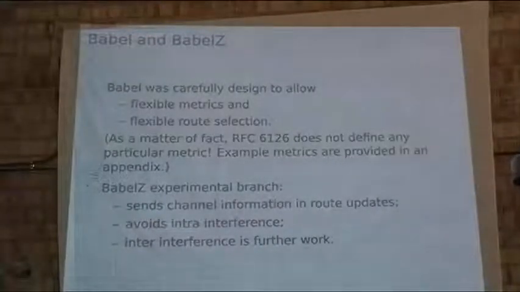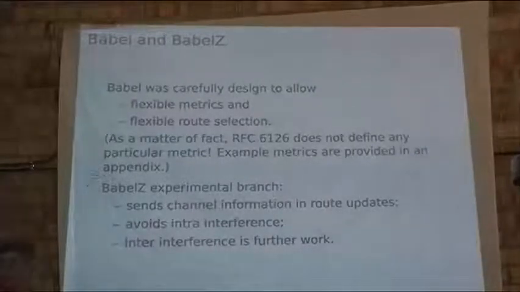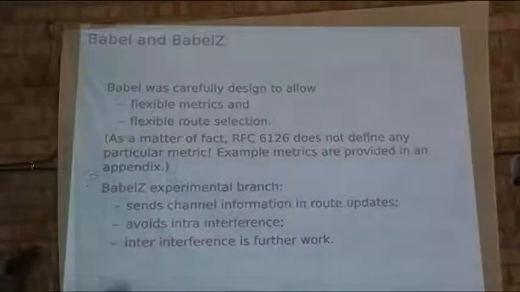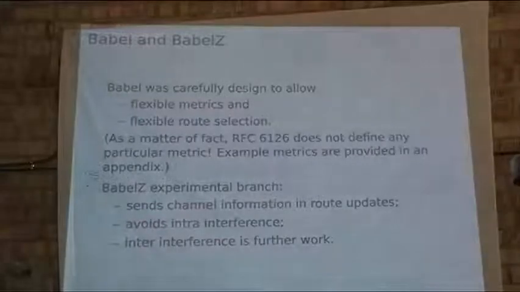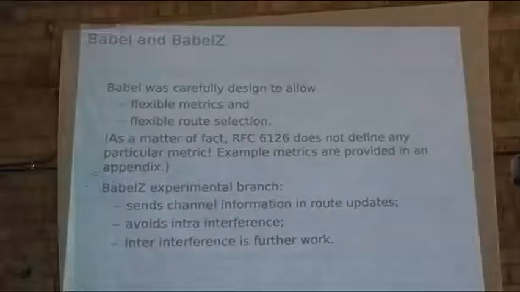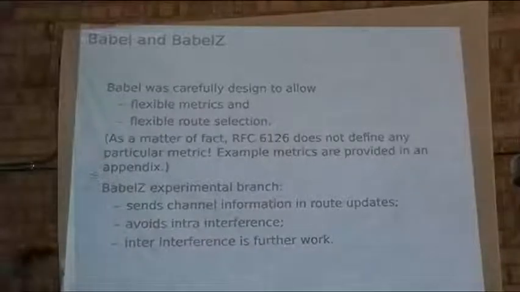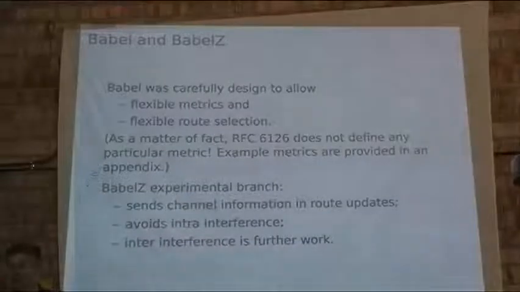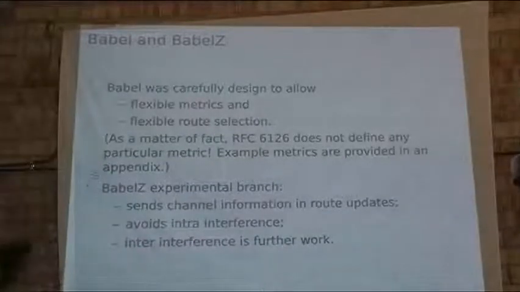So in Babel, I went out of my way, knowing that I would probably get the metrics wrong at least for a few years, to design it in such a way that I can easily switch the metrics and the route selection policies. It goes so far that in the document describing Babel, RFC 6126, there aren't any metrics defined. It says, take a metric, and the metric should have such properties, and all the rest will work. It might not do anything reasonable if your metric is not reasonable, but the algorithms are going to work. So it's not that bad.